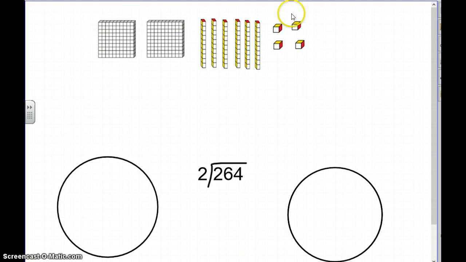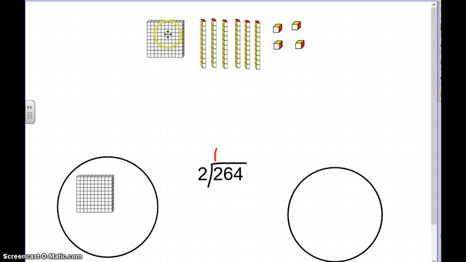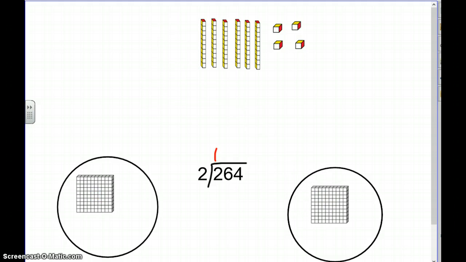So up here we see a place value representation of the number 264. We have 2 hundreds blocks, 6 ten blocks, and 4 ones blocks. So we're going to take this 264 and divide it equally into 2 groups. Just like we would normally do any division problem, we first look at the hundreds place and ask ourselves, what's 2 divided by 2? And we all know that answer is 1. So I'm going to take 100 and put it in this group, and take 100 and put it in this group.